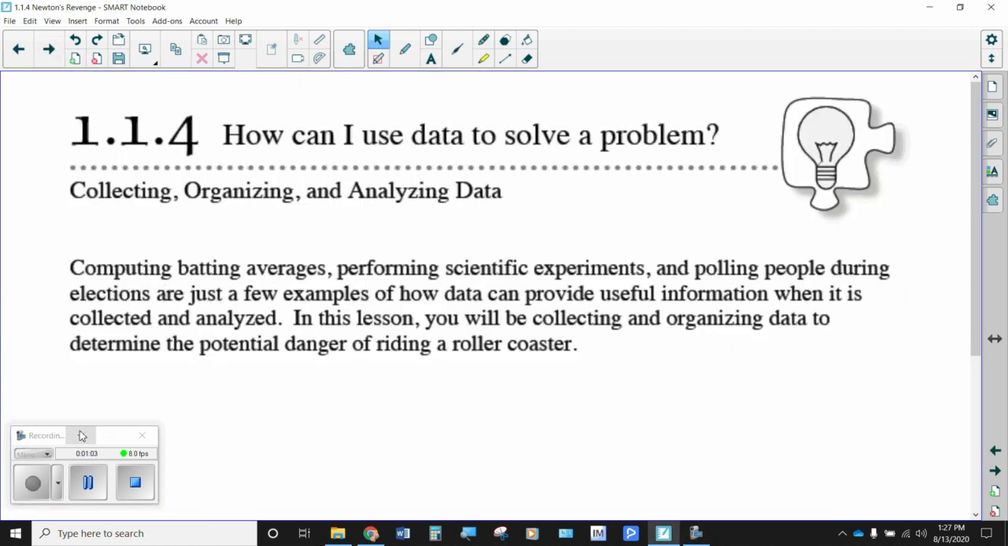Okay, so computing batting averages, performing scientific experiments, and polling people during elections are just a few examples of how data can provide useful information when it is collected and analyzed. In this lesson, you will be collecting and organizing data to determine the potential danger of riding a roller coaster.